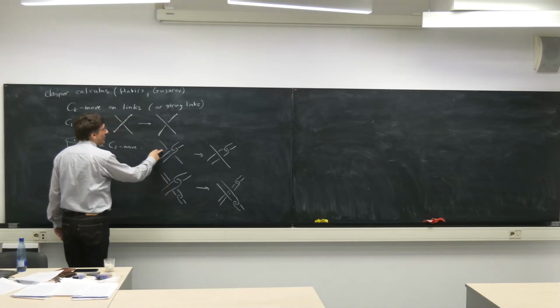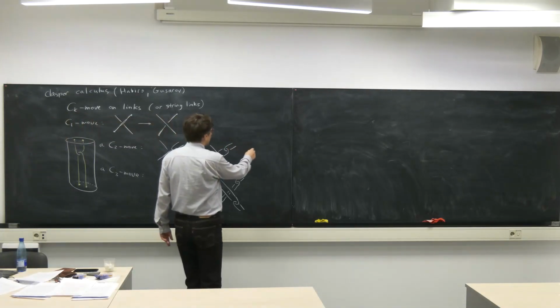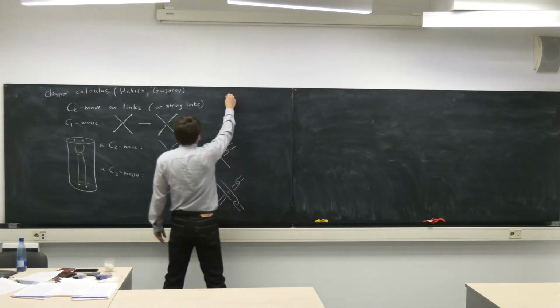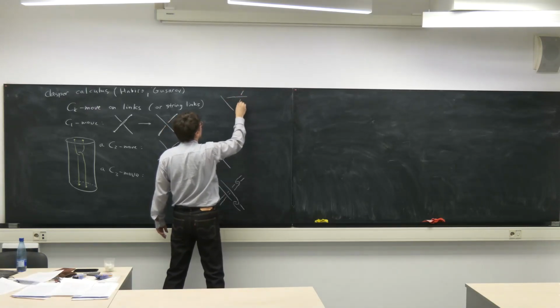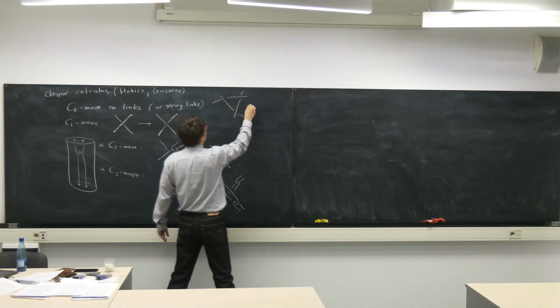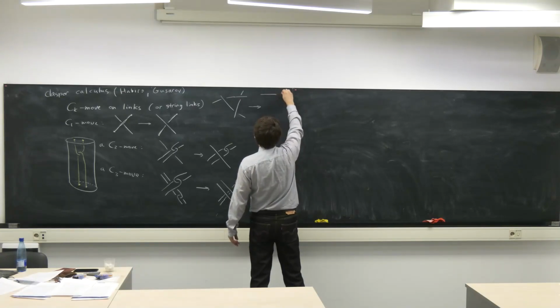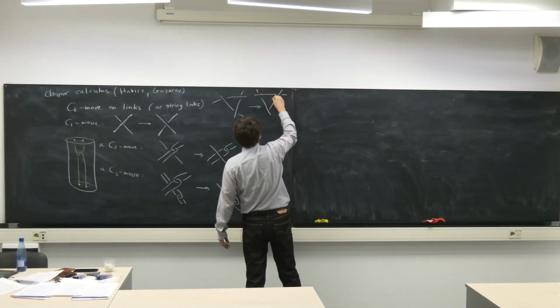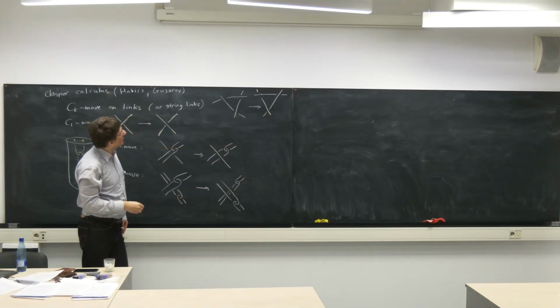Yes, so like Petr Mikhailovich said, this C2 move is also called the delta move. So it has a different picture. Like this? No, not like this.